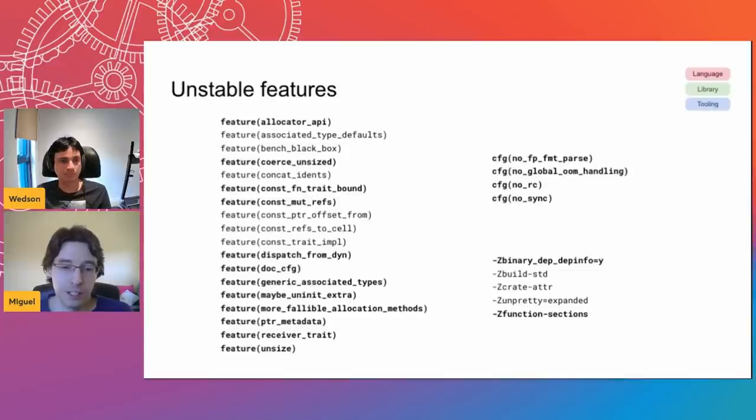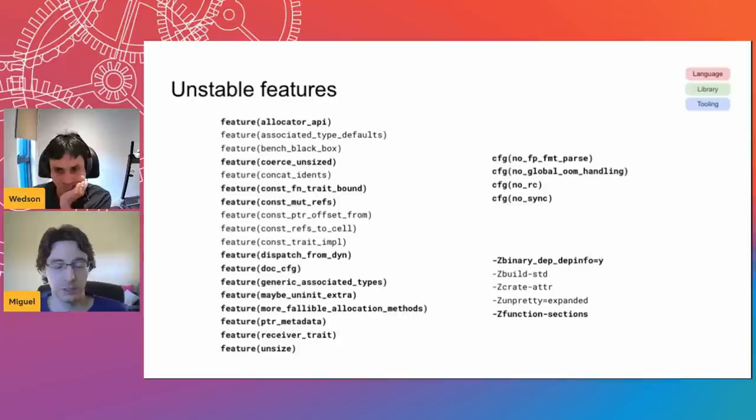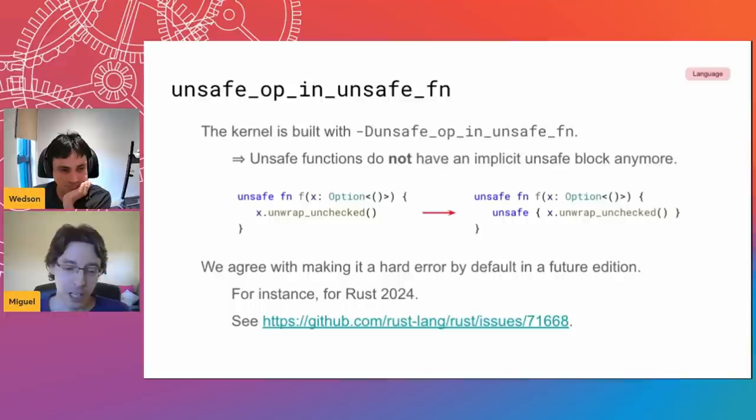So these are the unstable features. I keep the list here. The ones in bold are the important ones that we currently have. This may change, but as you see, there are quite a few. There are others that can be worked around. The ones that are not in bold may be worked around or not. But if you want more details, go to the list or to the talk that I described.